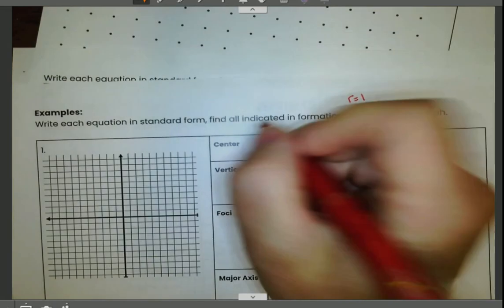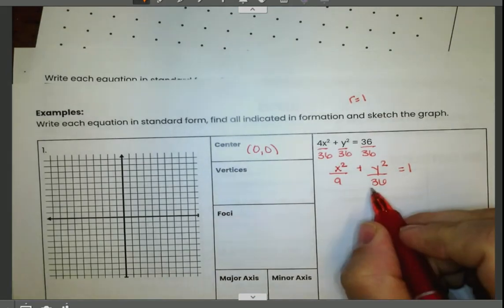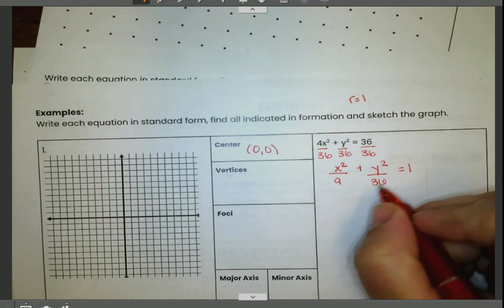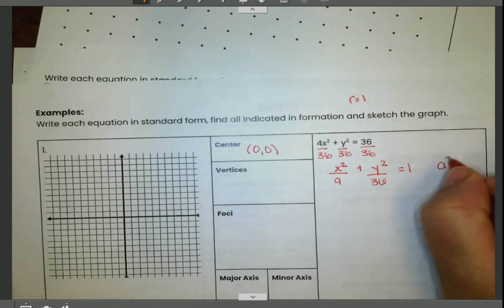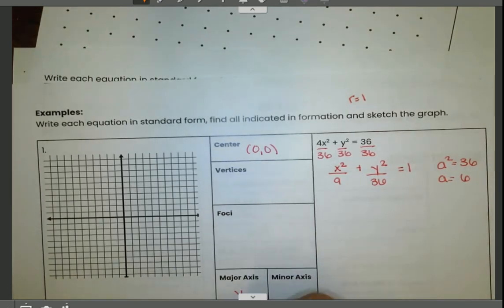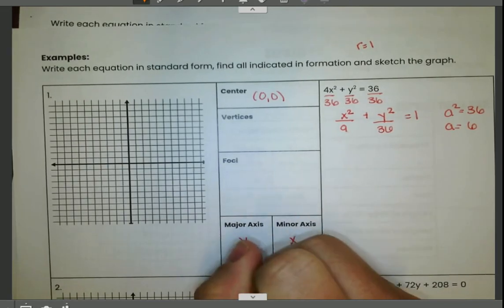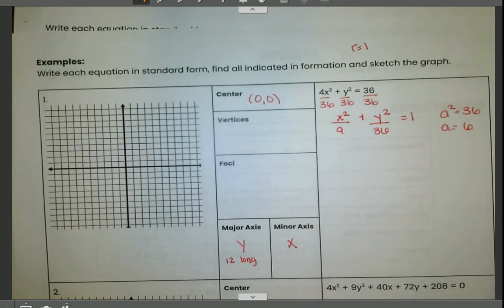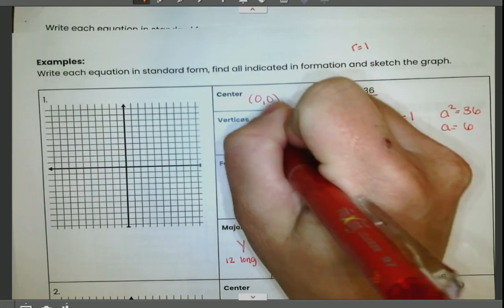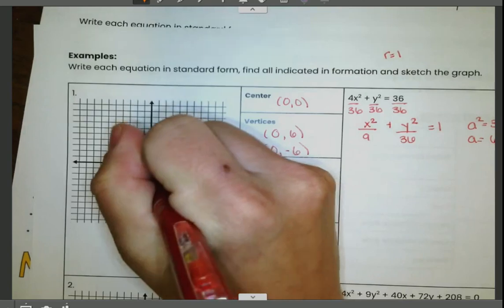Our center, because there's nothing happening on x squared and y squared, is going to be at the origin. Our major axis is going to be under y. That's the bigger value, so that's our a. So our major axis is y. That means the minor axis has to be x. So it's going to be 12 long. So we're going to go up 6 and down 6 from the center. So if I add 6, we'll be at 0, 6. If I take away 6, we'll be at 0, negative 6. We can graph those.